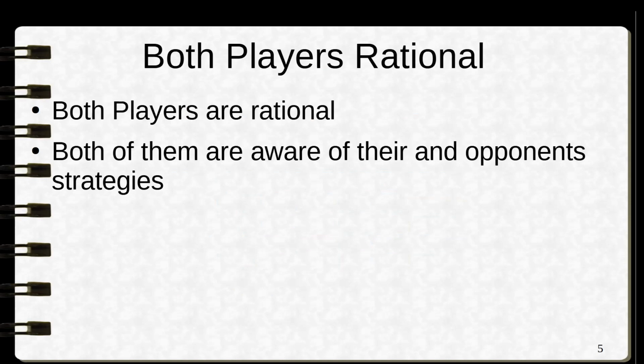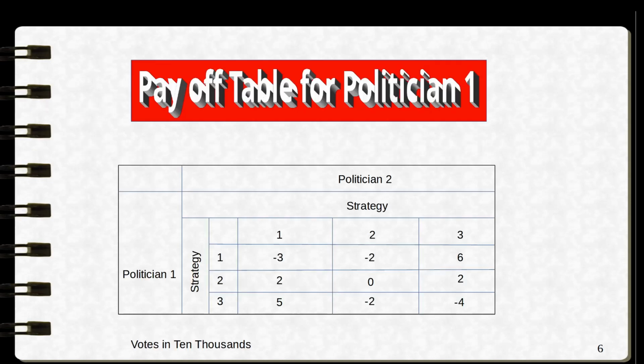To start with, we assume that both players are rational. So, both players are rational and both of them are aware of their opponent's strategies. Rationality means you choose decisions which are based on sound analysis. And both the politicians have done sufficient groundwork to understand that if they choose any strategy and their opponent also chooses a strategy available to him, how much could be the gain or loss. So let's now analyze once again.